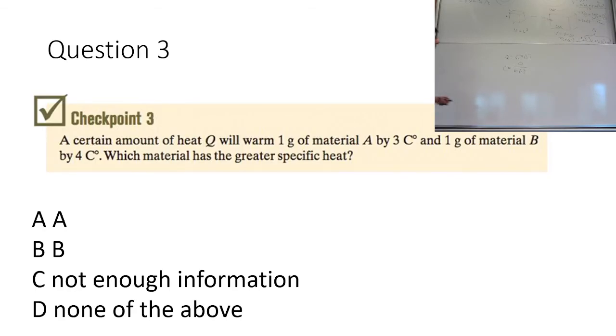And the amount of heat is the same, right? And the amount of material is the same. So the only thing that changes is the delta T. So basically this is either 3, so for material A it's 3, and for material B it's 4 degrees.